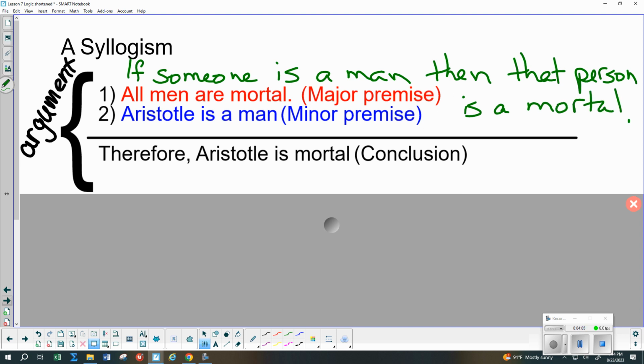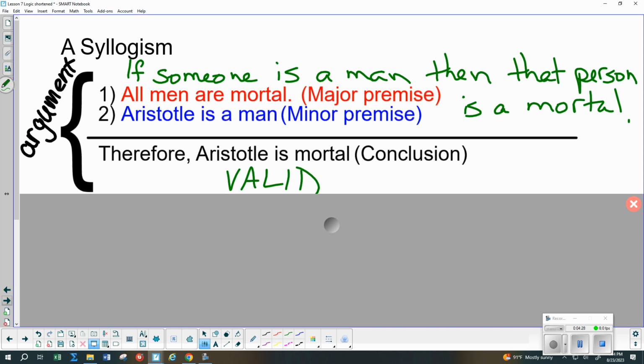And then Aristotle is a man. Does that match the if? So far so good from what we did last spring. Therefore, Aristotle is mortal. Does that match the then? And so therefore, last year we would have said that that is valid because it follows the pattern of our original sentence that we have.